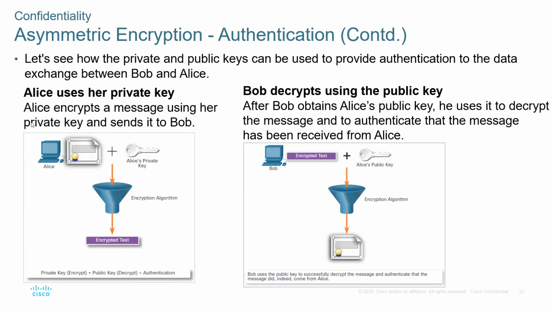So let's go through an example. Here we have Alice sending a message to Bob. Alice will use her private key to encrypt the message. Bob will get the encrypted message and will use Alice's public key to decrypt the message. Alice's public key will decrypt the message, thus allowing us to read the message.